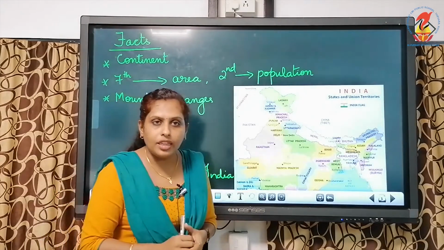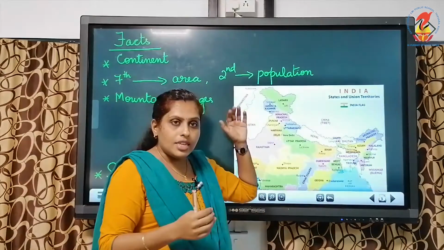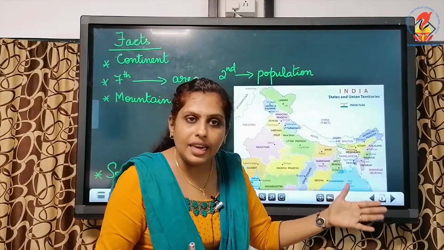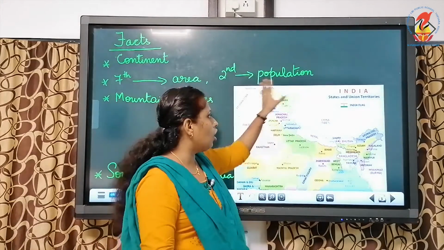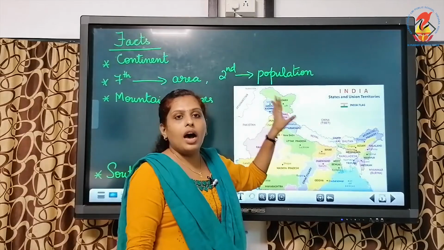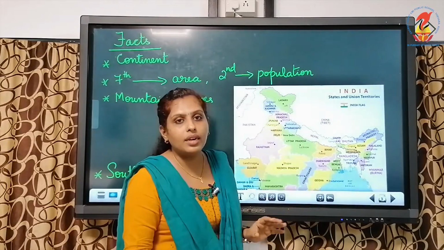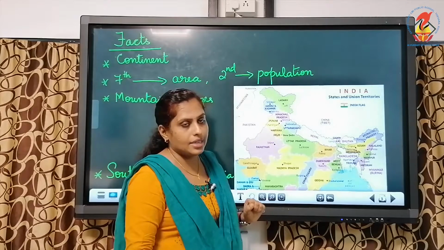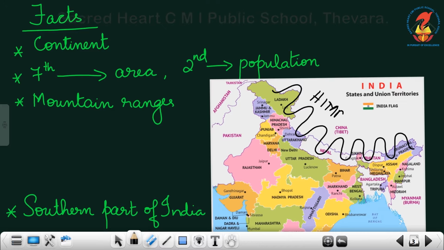Northern part of India. We already learned the directions of our country: north, south, west and east, right? So, we will see first the northern part of India. This is the northern part of India. Our northern part of India is protected by a mountain range known as Himalayas. So, this is our northern boundary. Our northern boundary has a mountain range which protects our country, and the name of that mountain range is Himalayas.